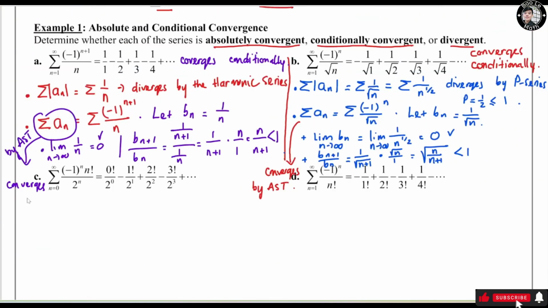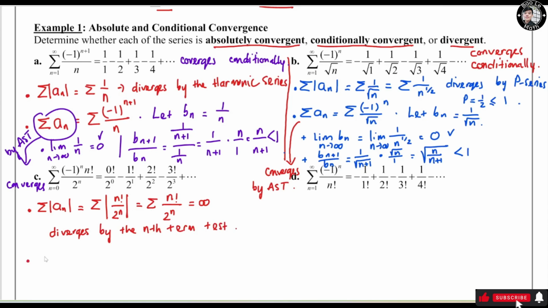Now question C. You need to check the series of absolute value of a sub n, so it's going to be the series of n factorial over 2 to the n. The factorial function always grows faster than the exponential function, so this series approaches infinity, which diverges by the n-th term test.